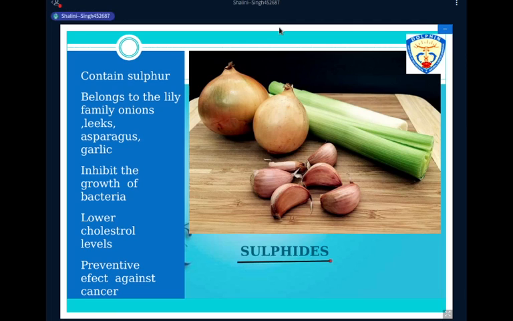Next category examples are sulfides. Sulfides, as the name indicates, contain sulfur. What you see here are onions and garlic, which belong to the lily family. Onions, leeks, asparagus, garlic inhibit the growth of bacteria, lower cholesterol levels, and they also have a preventive effect against cancer.